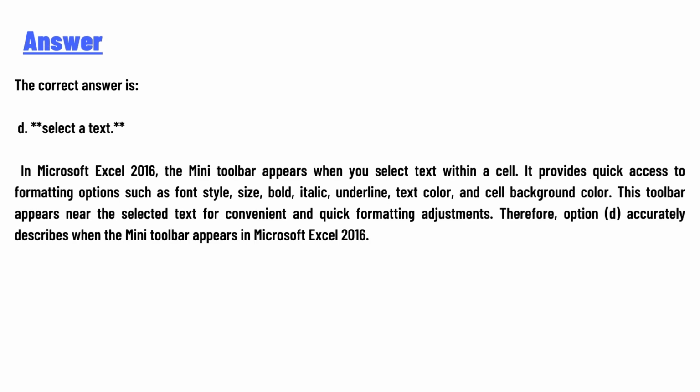Select a text. In Microsoft Excel 2016, the mini toolbar appears when you select text within a cell. It provides quick access to formatting options such as font style, size, bold, italic, underline, text color, and background color. This toolbar appears near the selected text for convenient and quick formatting adjustments. Therefore, option D accurately describes when the mini toolbar appears in Microsoft Excel 2016.